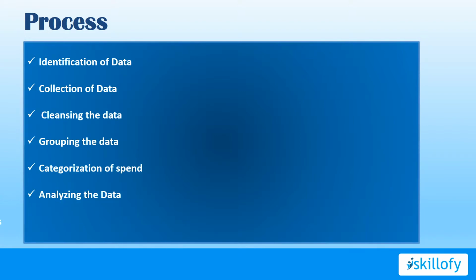Now, let's move on to the process. Spend analysis is a 7-step process: identification of data, collection of data, cleansing the data, grouping the data, categorization of spend, analyzing the data, and repeat the process. And now, let's discuss these steps in detail.